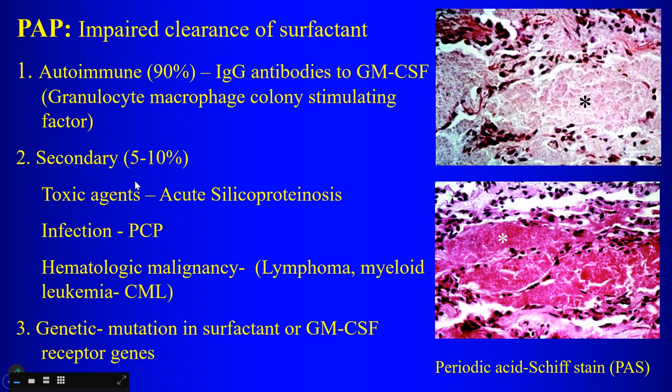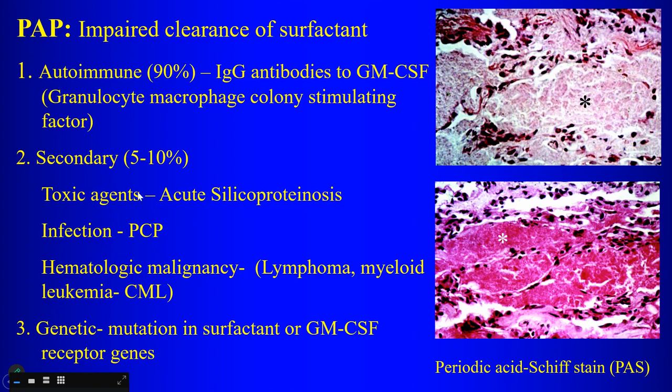So we're in the category now of proteins. Pulmonary alveolar proteinosis is caused by impaired clearance of surfactant or surfactant derivatives. Most of it is autoimmune, from an antibody to granulocyte macrophage colony stimulating factor. This antibody causes dysfunction of the macrophages, which are supposed to clear these products of surfactant. They don't clear it, so it builds up, and that gives you pulmonary alveolar proteinosis.